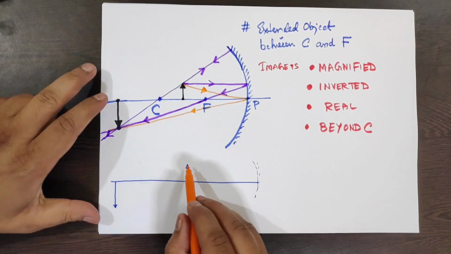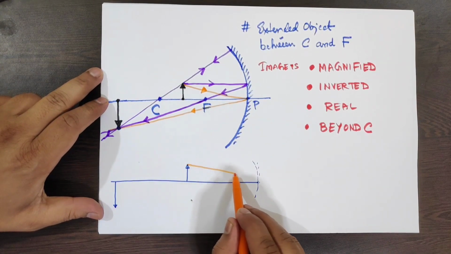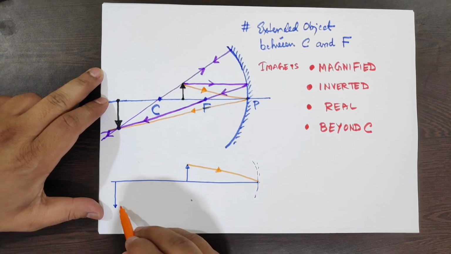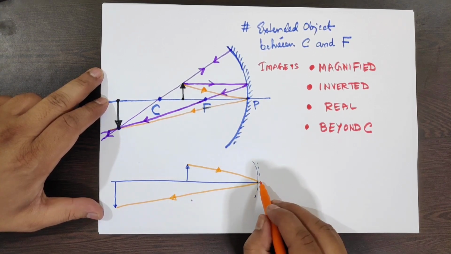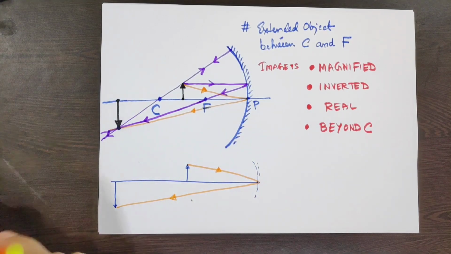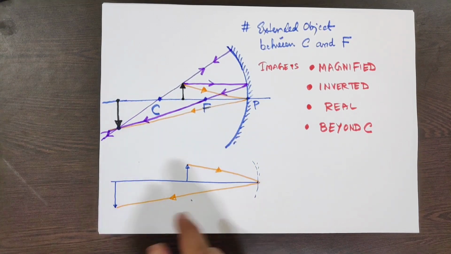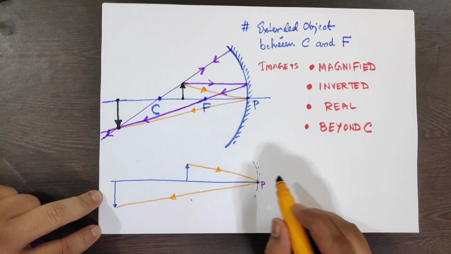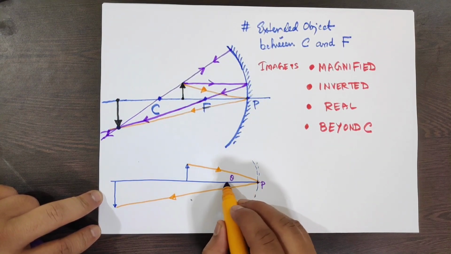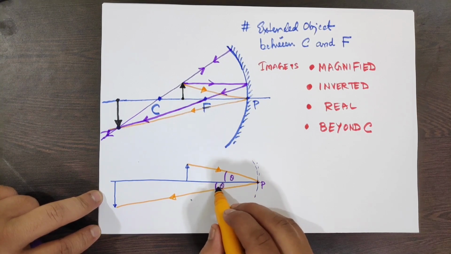See, this light ray is one of the light rays which will hit the pole and come back in this way. This was the pole. Obviously this angle is theta, and this angle is also theta.